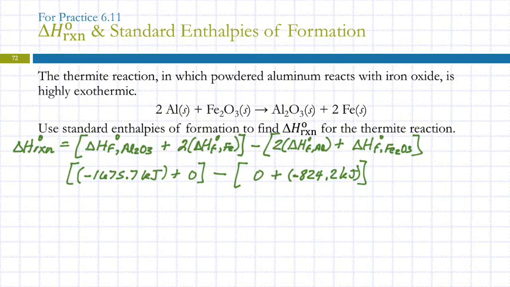So you always need to be careful when you've got negative signs. Just kind of trust your calculator. So I'm just going to do minus the negative 1675.7 minus negative 824.2. And this comes out to be negative 851.5 kilojoules. So the standard heat of reaction for this equation is minus 851.5 kilojoules.